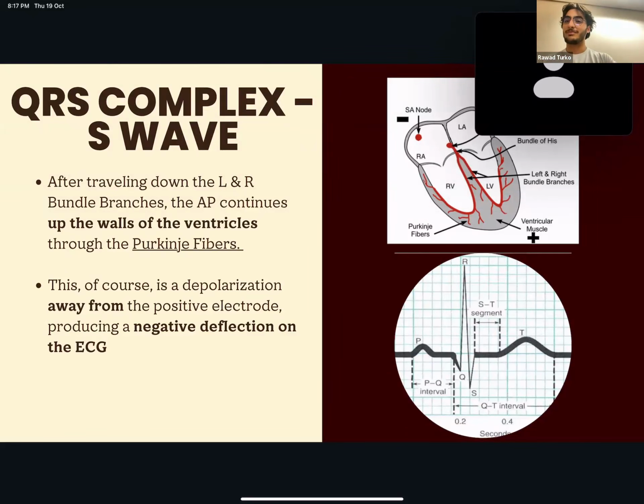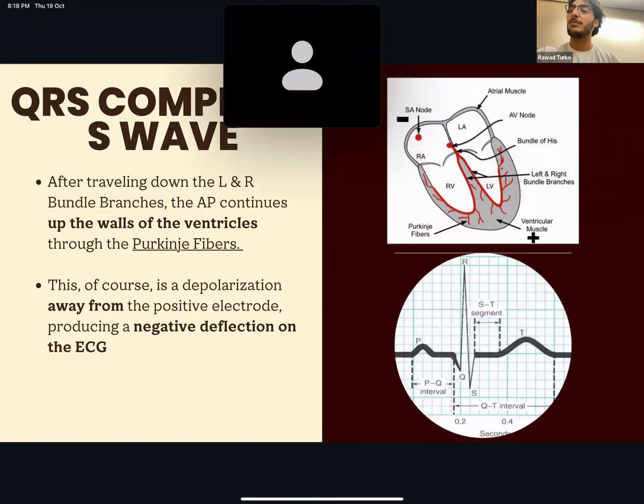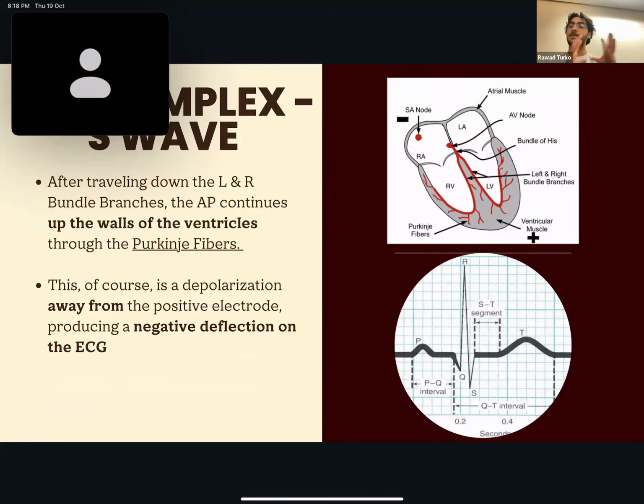The S wave. After traveling down the left and right bundle branches, depolarizing the intraventricular septum and the apex of the heart, it's going to go back up and depolarize the walls of the ventricles through the Purkinje fibers. So if we're going down the intraventricular septum, down the left and right bundle branches, and then back up to depolarize the walls of the ventricles through the Purkinje fibers, which way are we going? We're going back up.